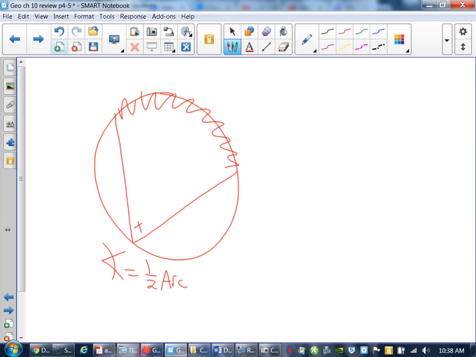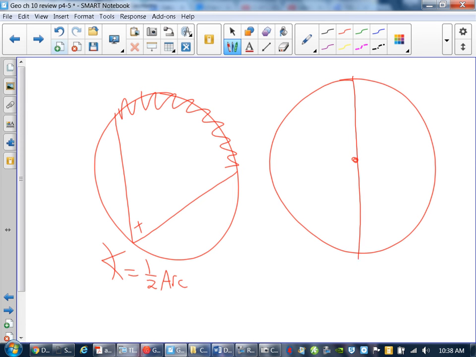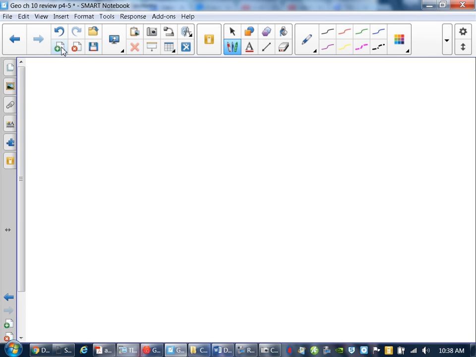Also, if an angle is inscribed and it hits a diameter, what does that angle have to be? 90. Very good. If an angle is inscribed and it hits a diameter, it automatically, by rule, is half of the arc. Well, a diameter creates a 180-degree arc, which means half of that is always 90, so it always works.